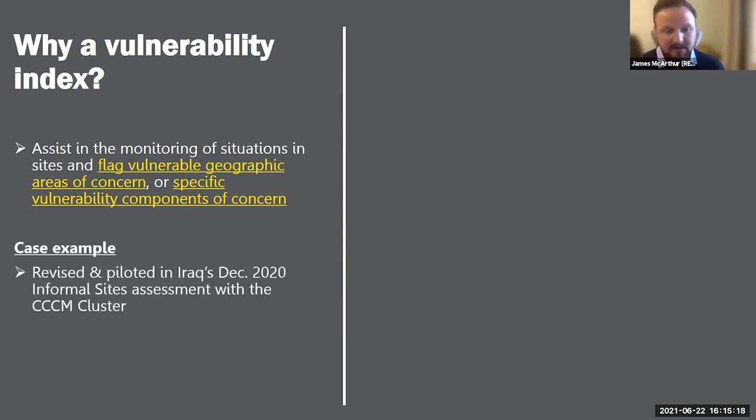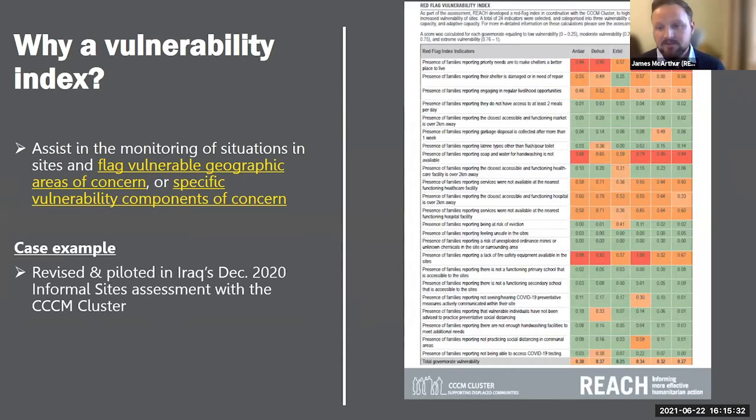The red flag index, as it used to be called in Iraq, is not necessarily new, it's been revised and piloted again in the most recent informal sites assessment with the CCM cluster. And here's just an example from Iraq, where they included 24 vulnerability indicators. And we can see that the level of analysis that they've conducted is at the district level. You can see that informal sites in Dohuk are slightly more vulnerable in terms of the indicators than in RBO, and you can compare side by side where those specific differences are across those vulnerability indicators between Dohuk and RBO informal sites.